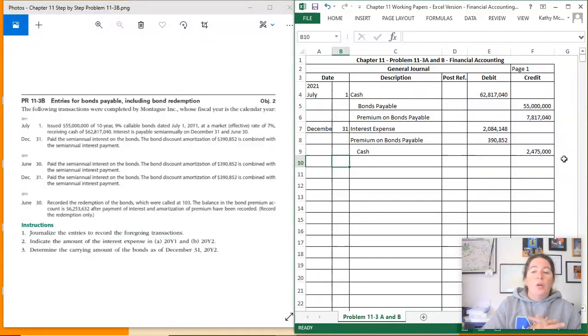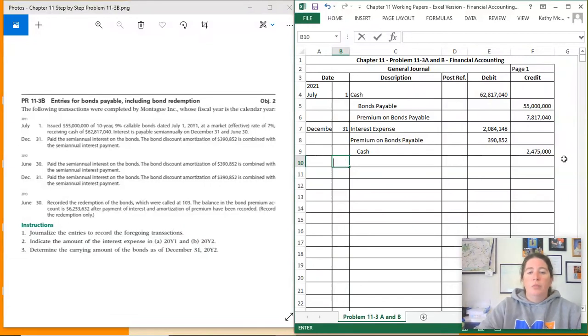Next one, on 2022, June 30th, we paid the semi-interest on the bonds. The bond discount amortization of $390,852 is combined with a semi-interest payment. This sounds super familiar. It looks identical to the entry for December 31st of 2021. And that's because it is.